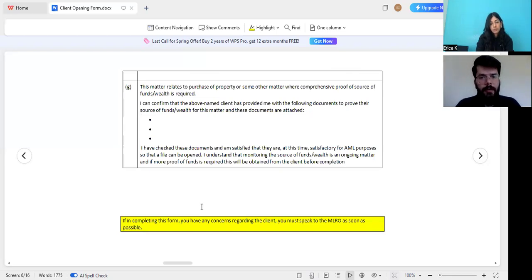Now, again, if the matter relates to the purchase of property or some matter where comprehensive source of funds or wealth is required, you'd say, I can confirm that the above named client has provided me the following documents to prove their source of funds, wealth for this matter, and these documents attached are bank statements, investment fund statements, their ISA funds account, their mortgage account, anything else that proves that source of funds, pensions account.